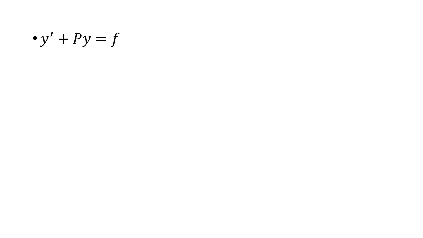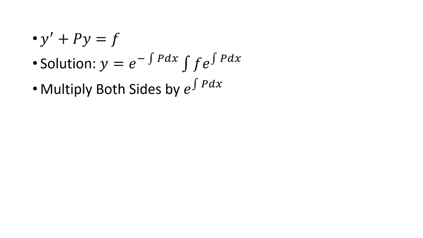Here is a first order linear differential equation: y prime plus py equals f. Here is the solution: y equals e to the negative integral of p times the integral of f times e to the integral of p. We multiply both sides by the e to the integral of p, which from here on we will call the integrating factor. And here it is.